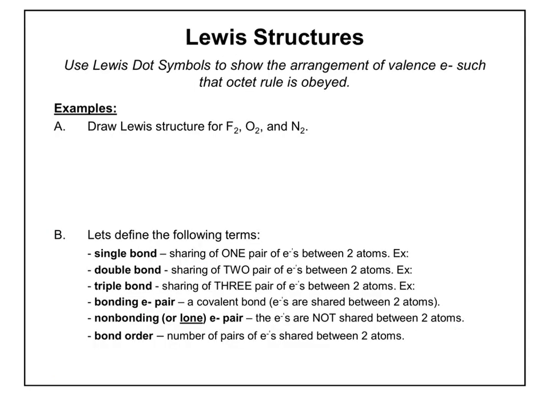Now that we've done Lewis dot symbols in the previous lecture, let's get into more complicated compounds. And so this leads into Lewis structures. So we use Lewis dot symbols to show the arrangement of valence electrons such that they obey the octet rule, at least the ones that do obey the octet rule, because we know that some of them just don't. So an example here, it says draw Lewis structures for fluorine, oxygen, and nitrogen.